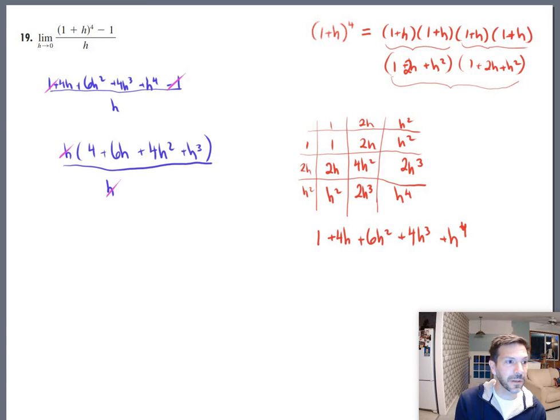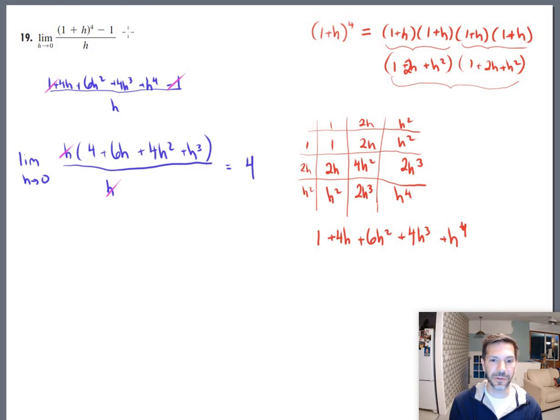And I'm left with, and let's not forget that this is still a limit as h approaches 0. So now I'm left with something that I can do direct substitution on. Once this h on the bottom disappears, there's no domain problem, and I can just substitute 0 everywhere I see an h, which knocks out 3 of these terms and leaves me with just 4.